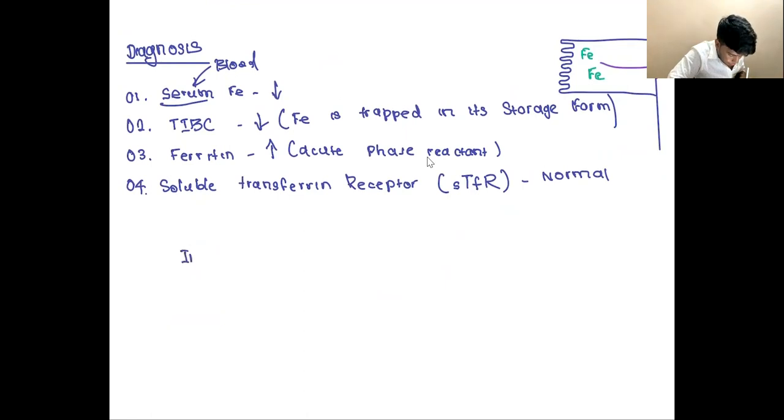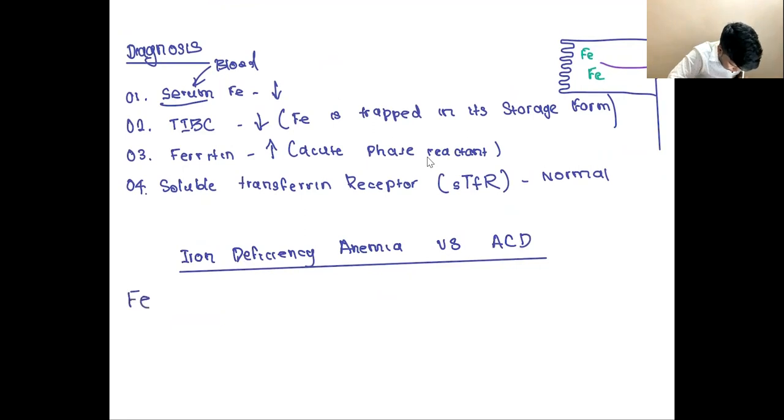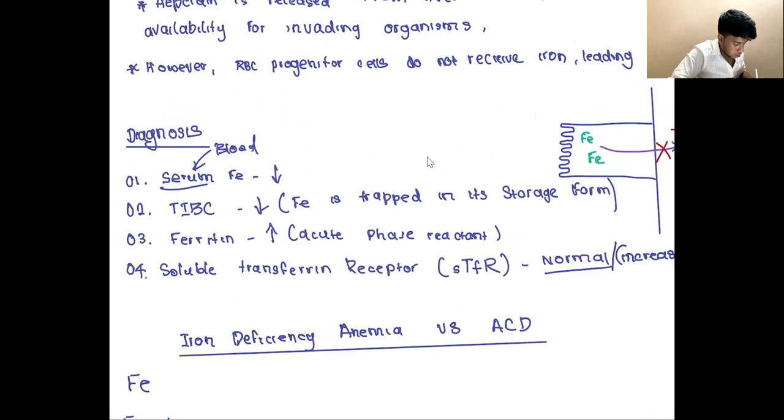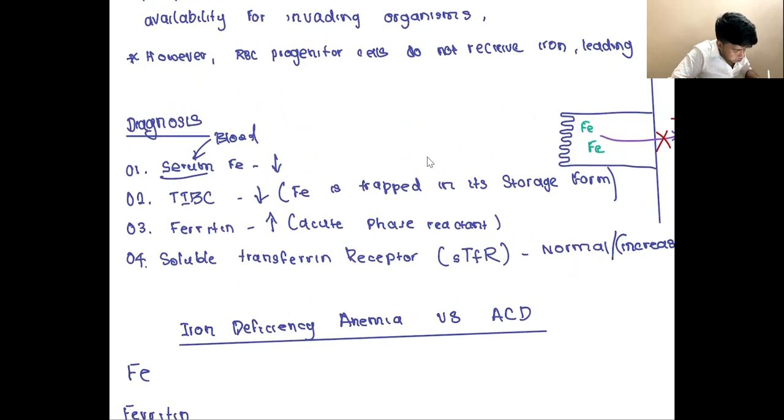Now let's differentiate iron deficiency anemia, which is what they love to ask, versus anemia of chronic disease. Fe, ferritin, TIBC. This soluble transferrin receptor is found in the bone marrow, waiting for the transferrin to come and bind. It is usually normal or it can be increased. I didn't want to put the word increased because it's usually considered normal. For exam purposes, it goes as normal.